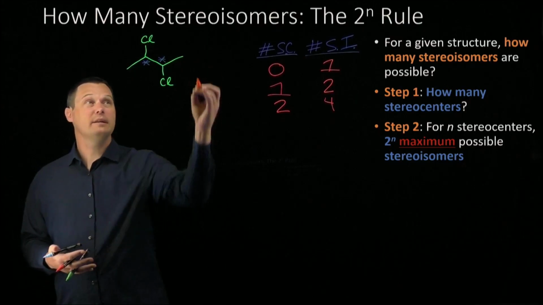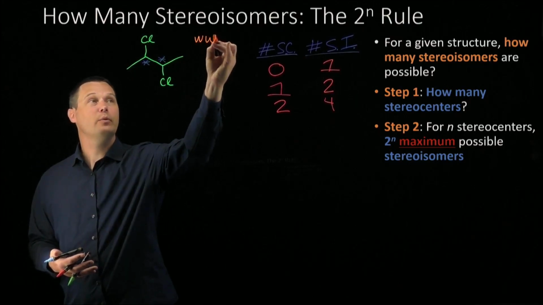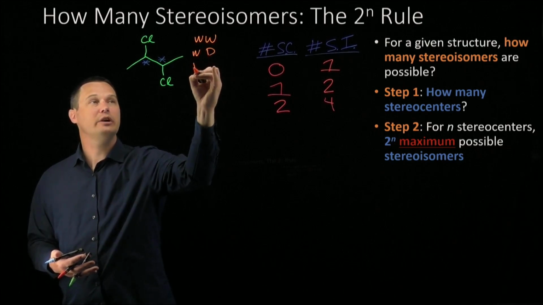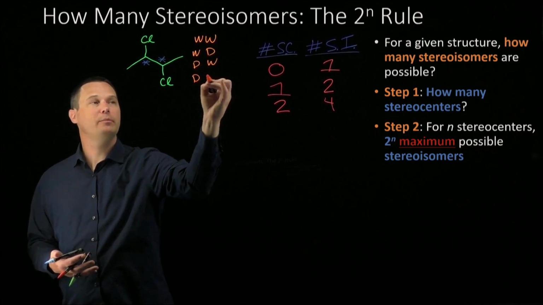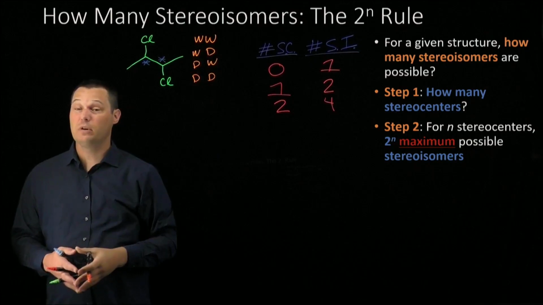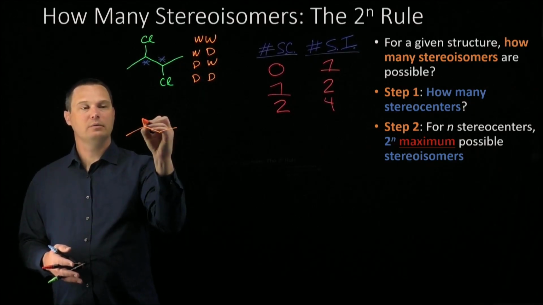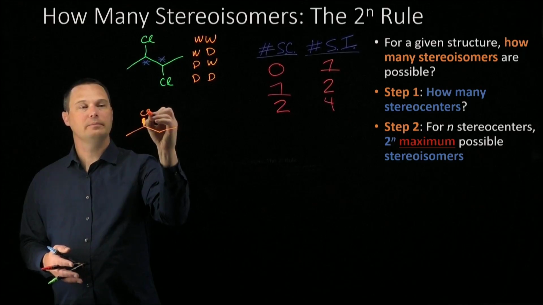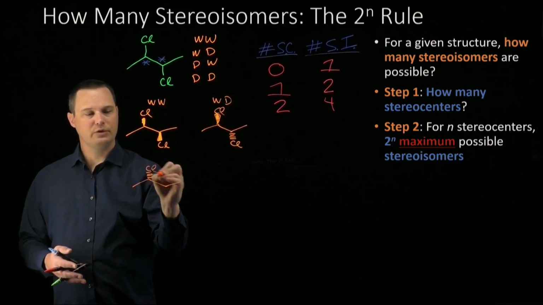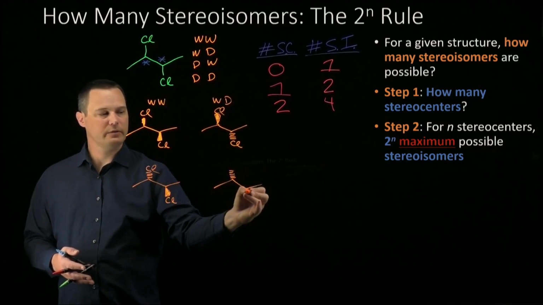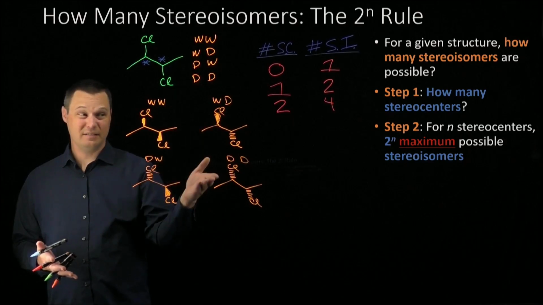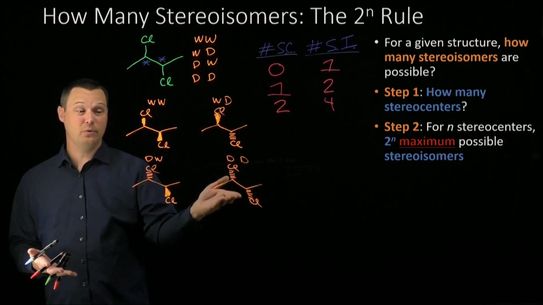We could even think about it systematically. We could start with the both wedge version. We could systematically change one of them to a dash, and end with both of them on dashes. That looks like 4 different molecules. So let's figure out what's going on here. Let's draw them all out. We'll start with the both wedge version, the wedge dash version, the dash wedge version, and the both dash version. Again, looking at this, it still kind of looks like these are 4 different molecules.